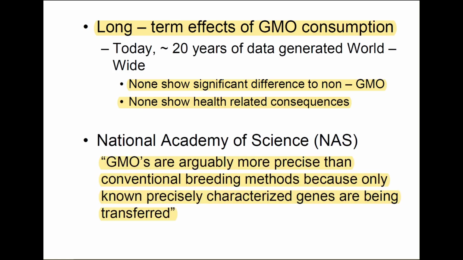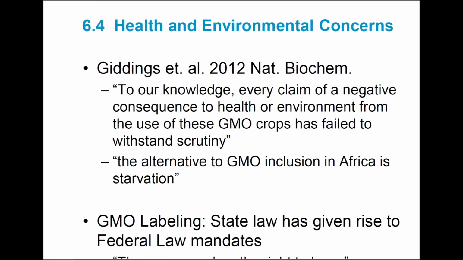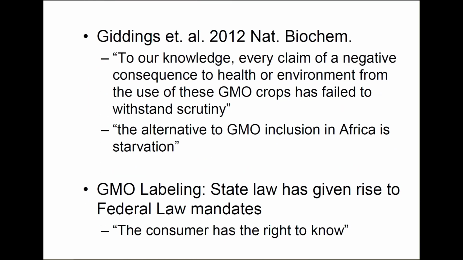GMOs are arguably more precise than conventional breeding methods because only known, precisely characterized genes are being picked. Right, the beauty of biotech is that you can take this gene out of this organism and stick it into this plant, and you're just changing that one thing. To our knowledge, every claim of a negative consequence to health or environment from use of GMO crops has failed to withstand scrutiny. The alternative to GMO inclusion in Africa is starvation, which is what Borlaug has said repeatedly in lectures. Right? We have no choice.